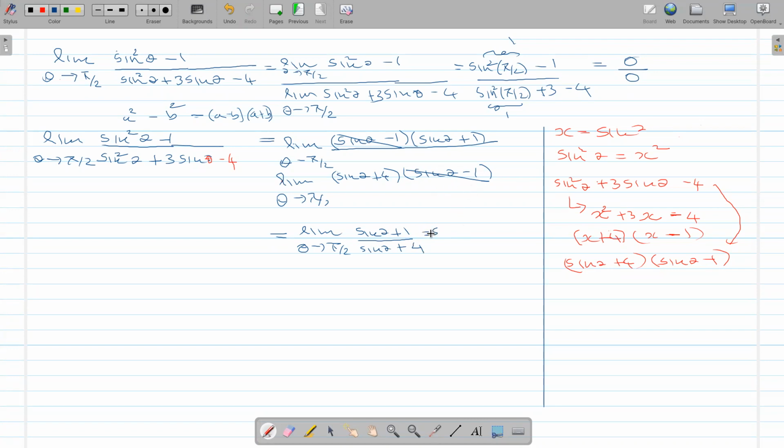So this is sin pi over 2. Now, sin theta minus 1 goes away, no? So I get this, and now I can plug in. sin pi over 2 is 1, and this is 5. So I get 2 over 5.